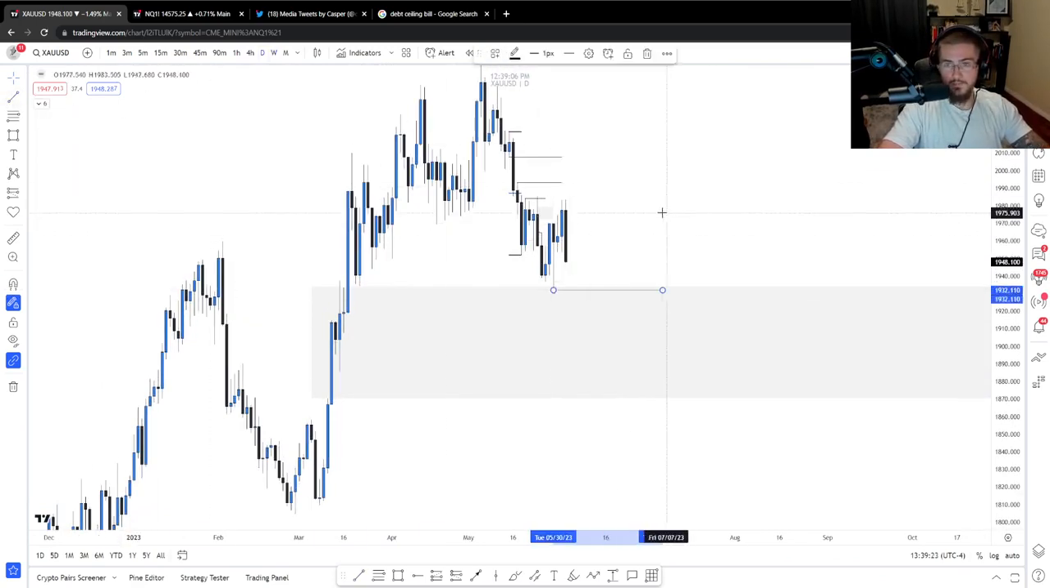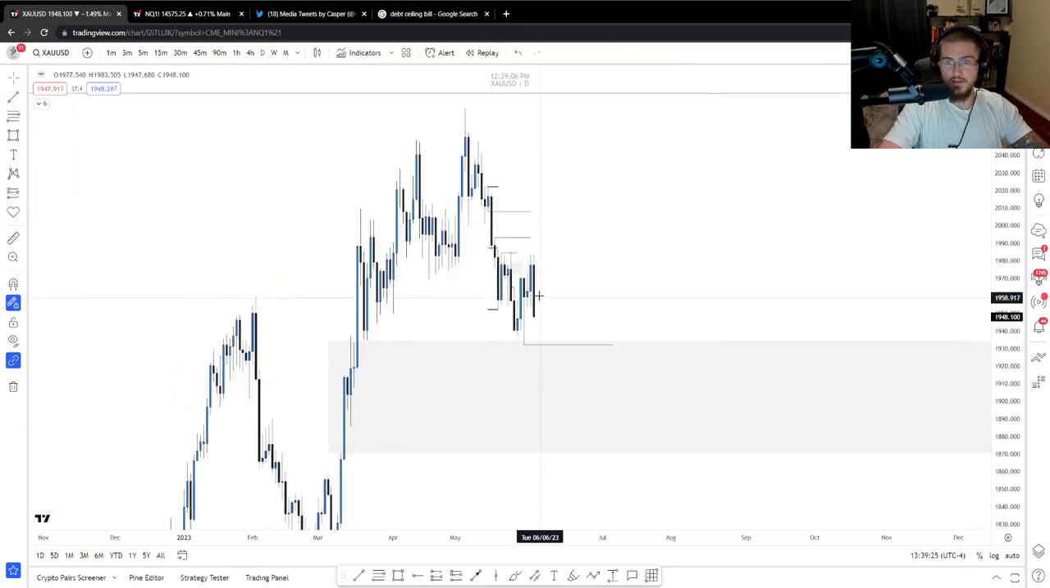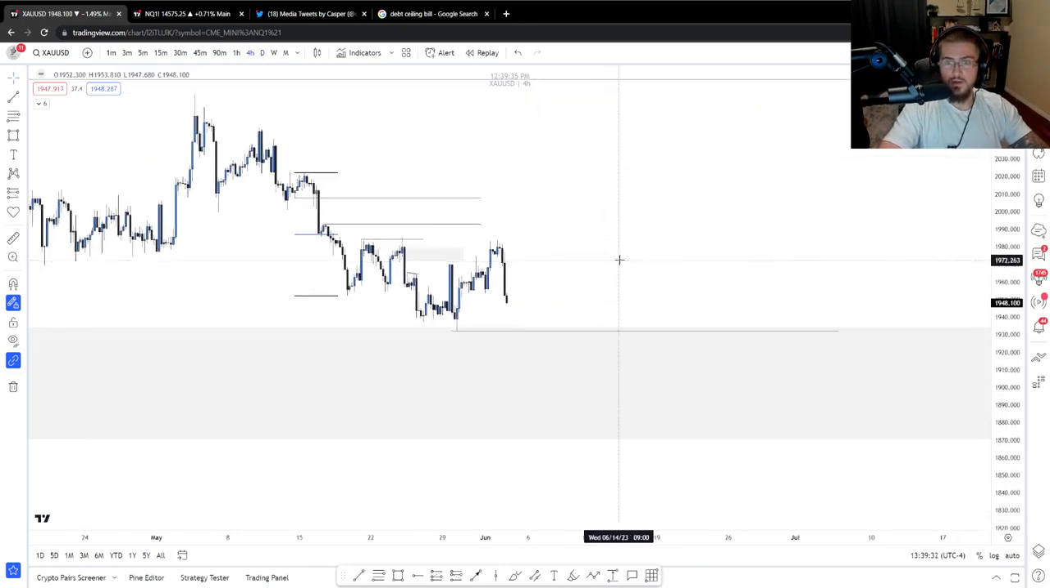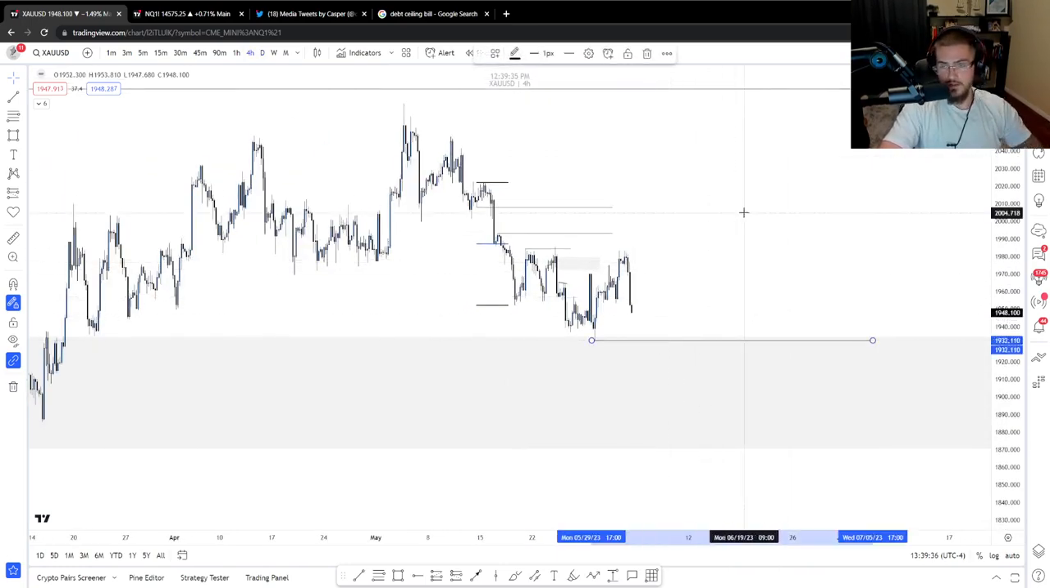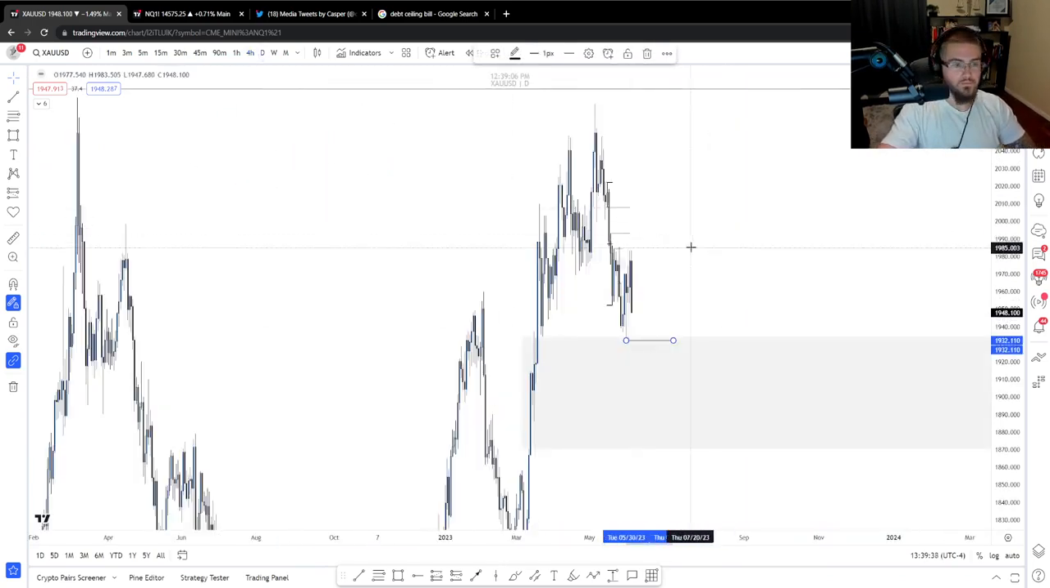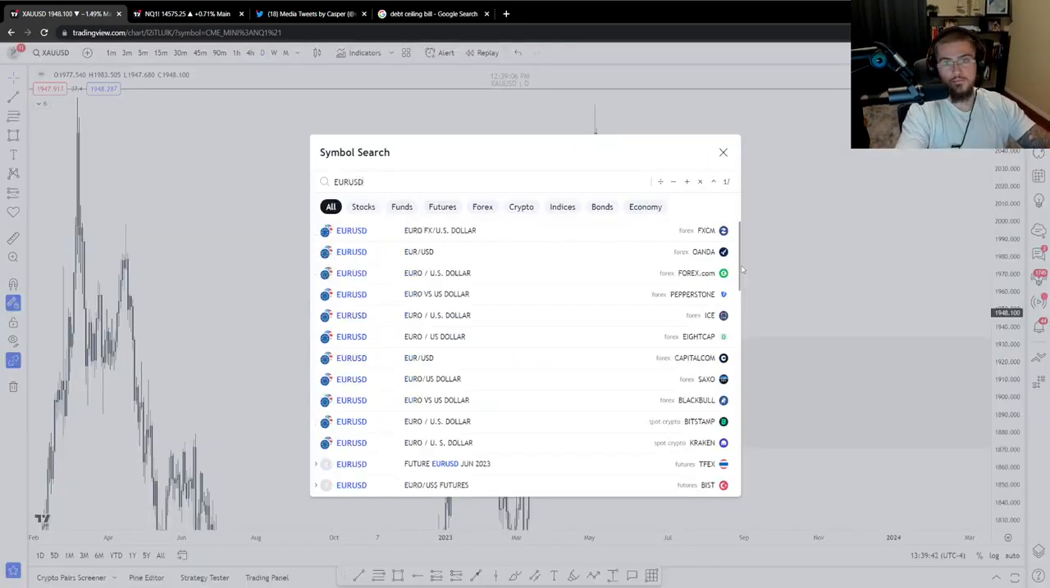The dollar's going to be crazy. What I would like to see here is some kind of push down deeper into this level, maybe even market maker model into it on the higher time frames. But overall, I'm looking for a 1932 on gold. Euro USD and dollar CAD.